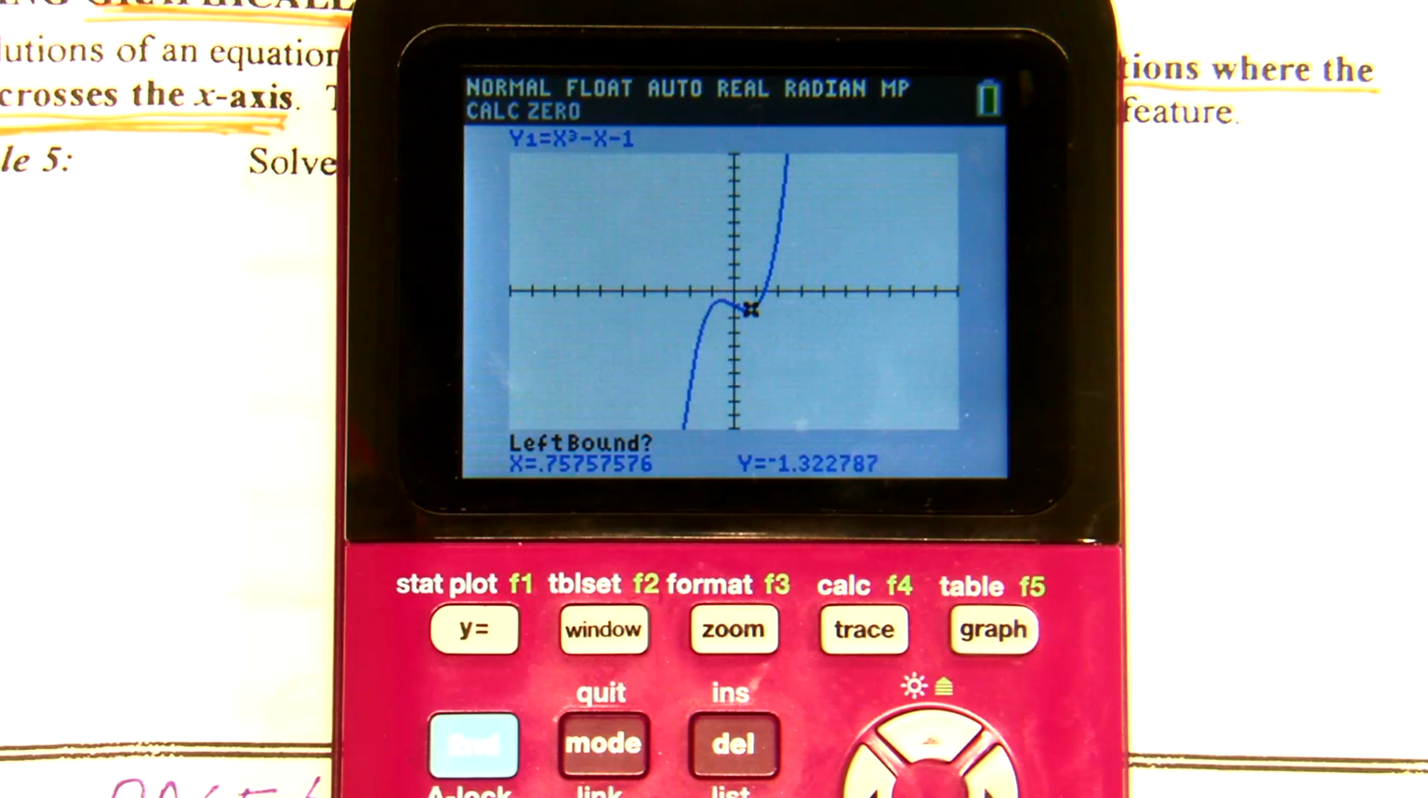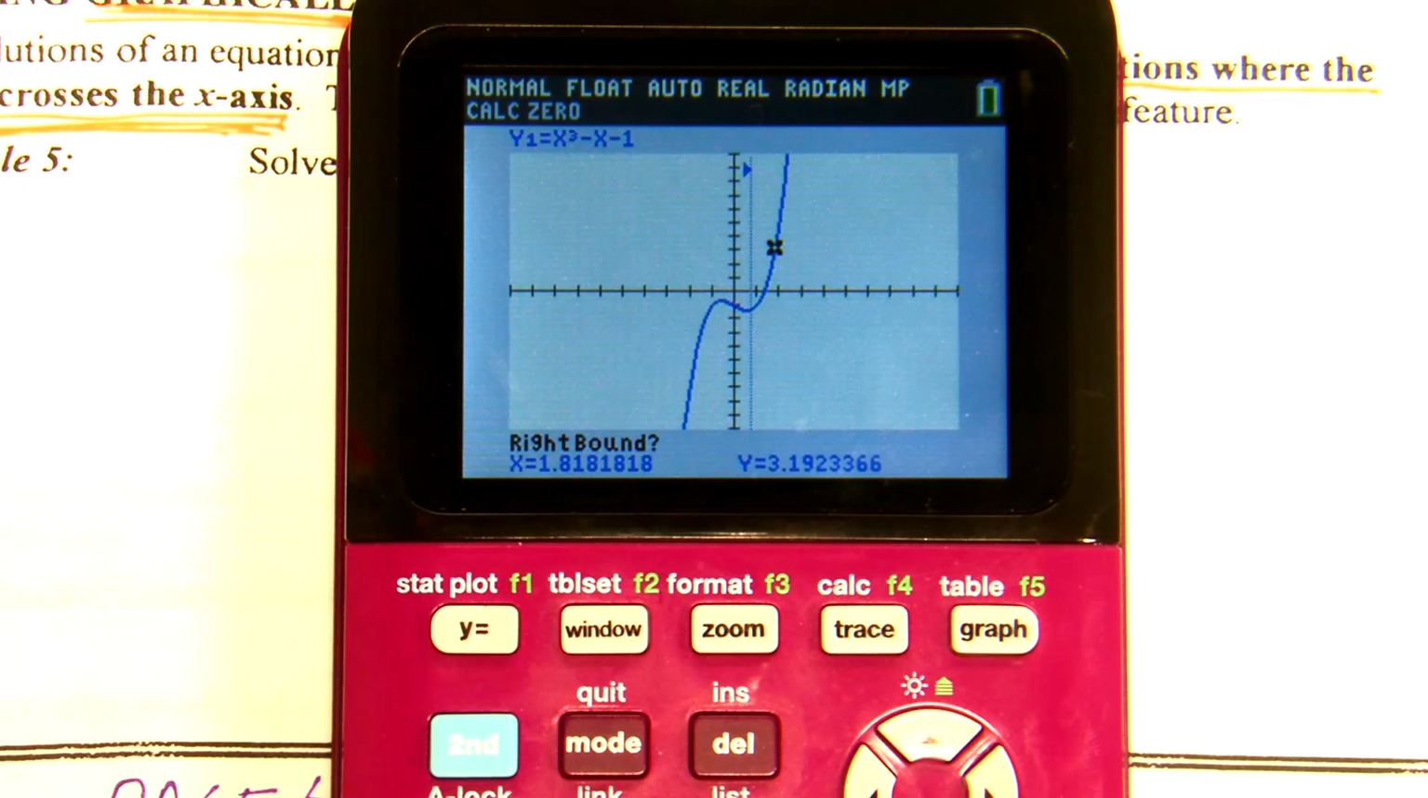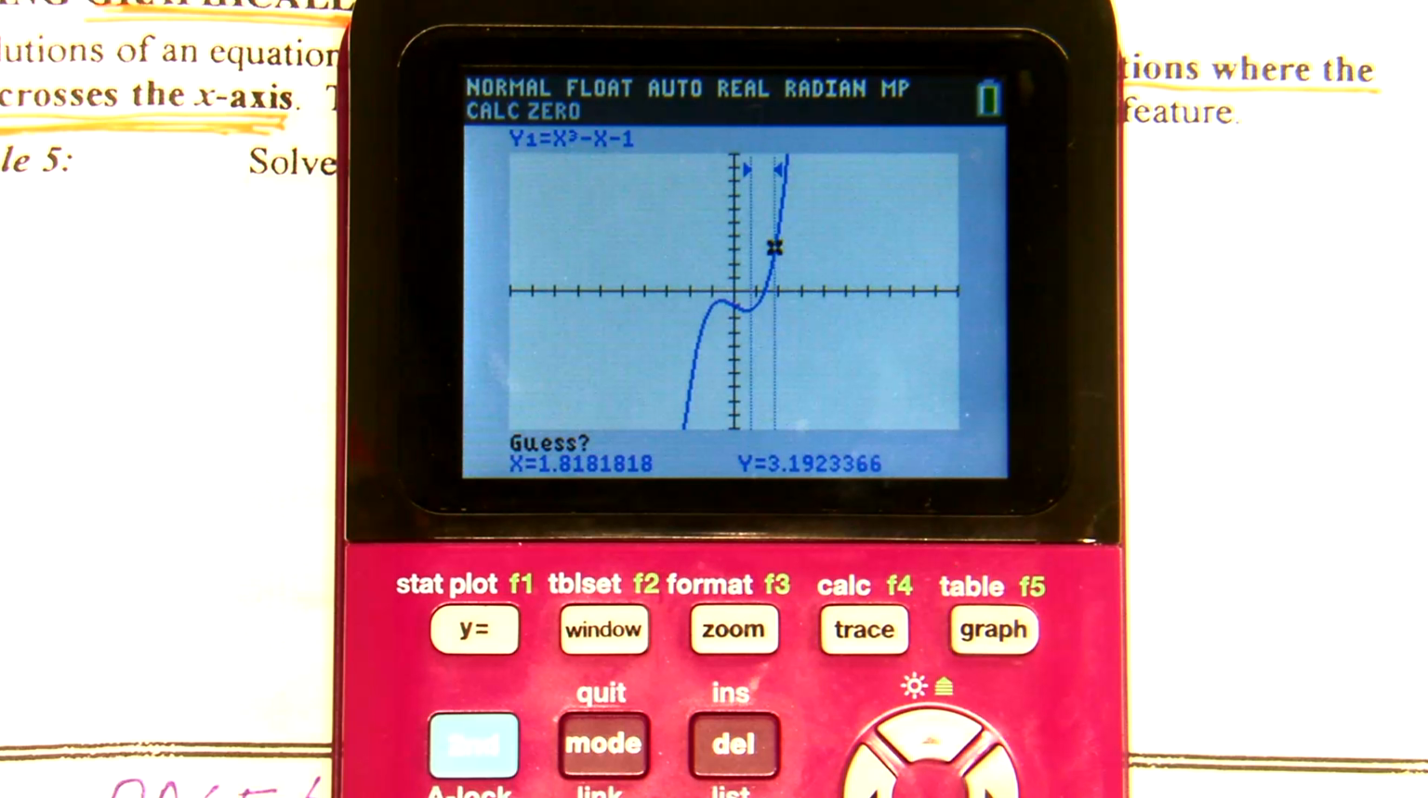Now, on my graph, you can nicely see kind of a faint vertical line, okay? Sometimes it's easier to see, sometimes it's harder. Now, notice after I did that, what's it asking? Right bound. So now you have to move your cursor past the x-intercept somewhere to the right. It can be right after, it can be way after. And I'm going to hit enter again. And notice, if you can see your two vertical lines, is the x-intercept between them? That's ideally what should be happening.